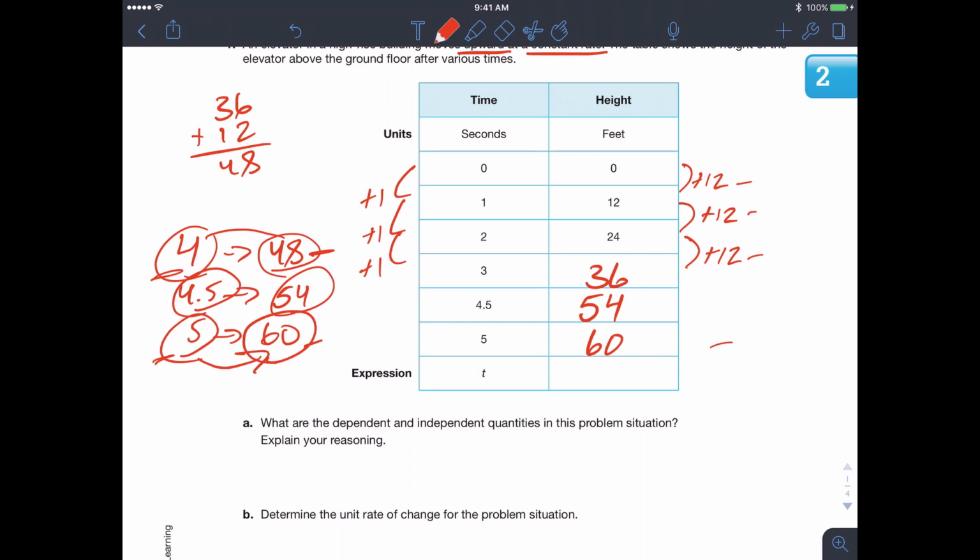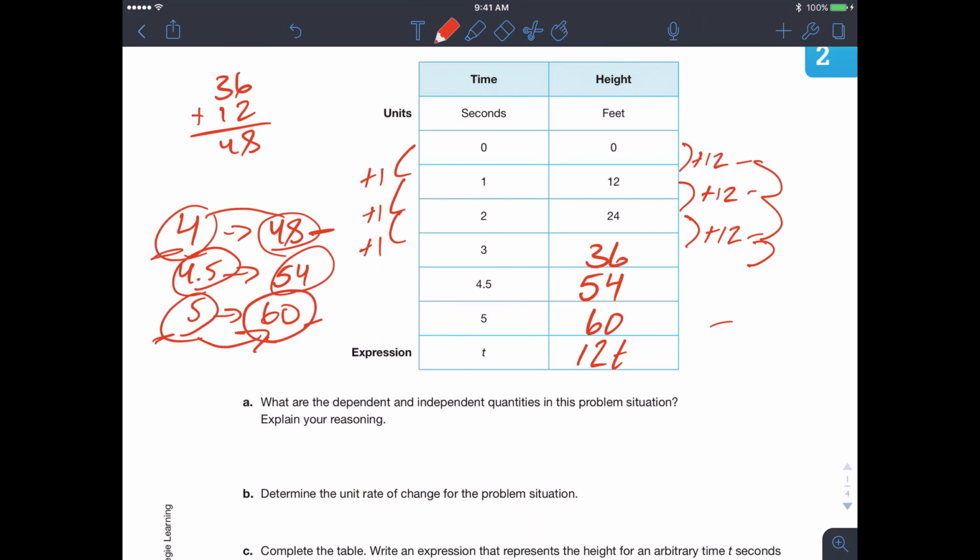Now we need to find an expression. So I'm going to assume, since I probably shouldn't assume anything, you know what they say about that, but anyway. It's going up by 12, right? As you guys see here. Okay? So 12 times 1 is 12. 12 times 2 is 24. 12 times 3 is 36. And you get the idea.